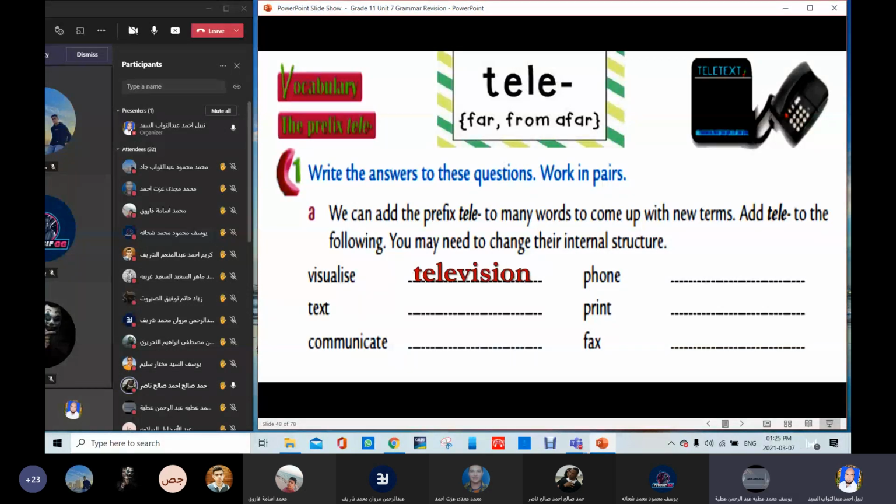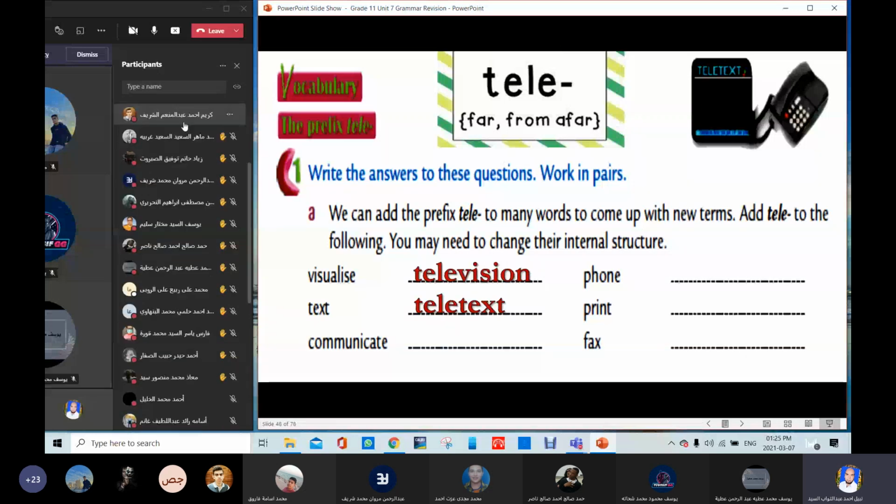Yes, teacher. Teletext. Now, what's a teletext? Teletext is information which appears at the bottom of a TV, like the news bar or news ticker. A teletext. Okay. Next. Muaz Muhammad, communicate. Telecommunication. Yes, telecommunication means communication over a distance. Okay, phone, Ahmed Haider. Telephone. Yes, good. Print, Faris. Teleprinter. This is what we started today.